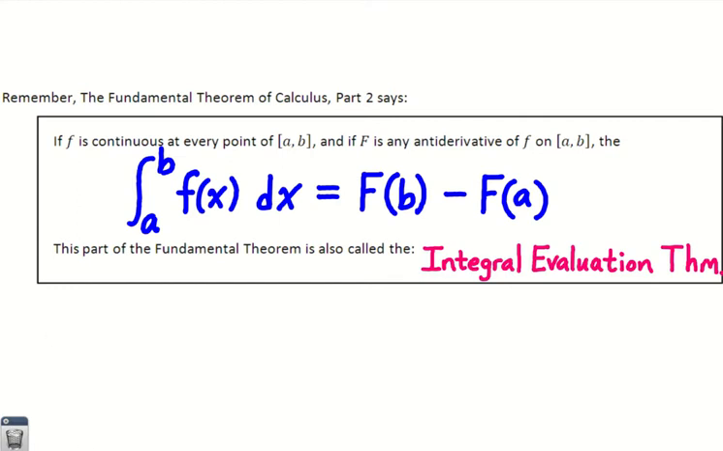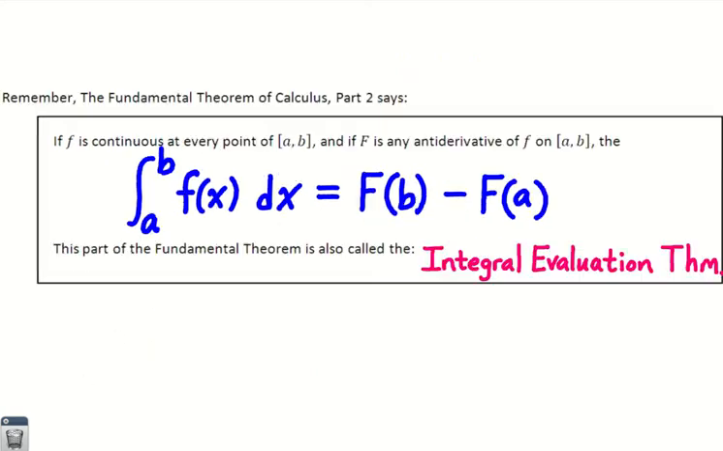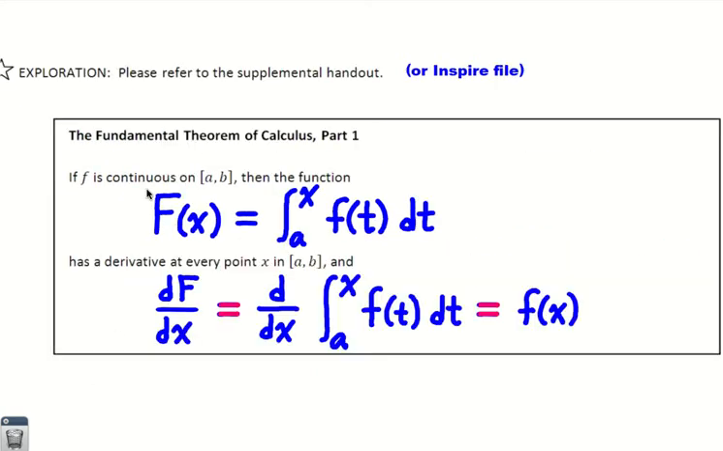And as always, pause the video if you need to, if I'm going too fast, or if I'm not giving you enough time to write it down. But moving on, there's an exploration that, if you're interested, I can show you, that investigates part 1 of the fundamental theorem of calculus. But here it is. Let's just cut to the chase.